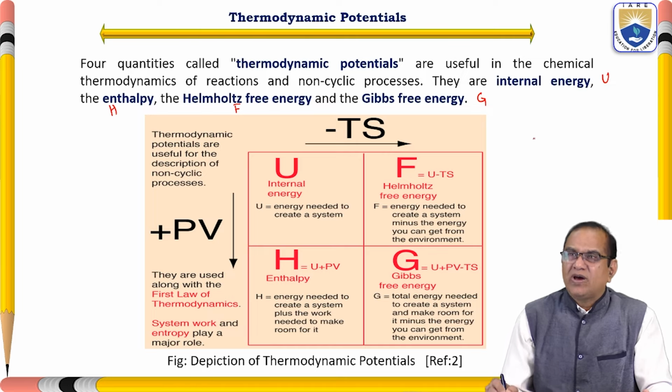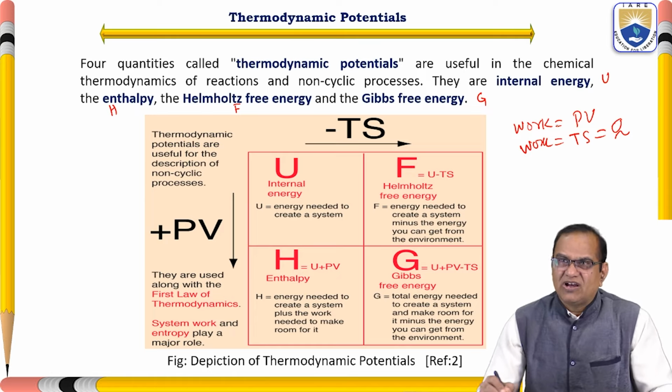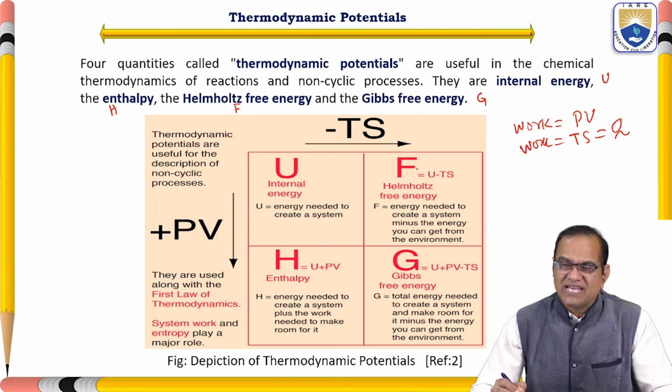So what is the work? Work is PV, and the work by the entropy is TS, and that is also equal to Q. So heat and the work, these all things have got some relations.